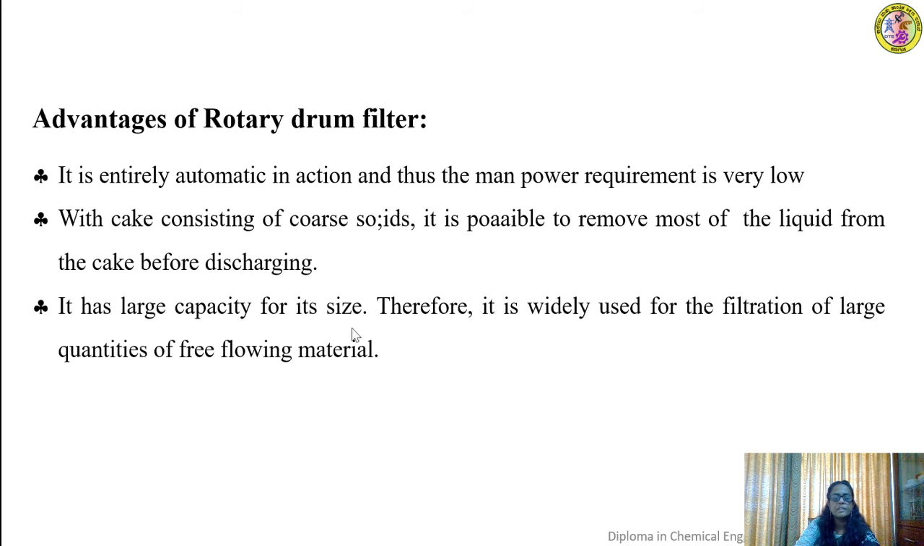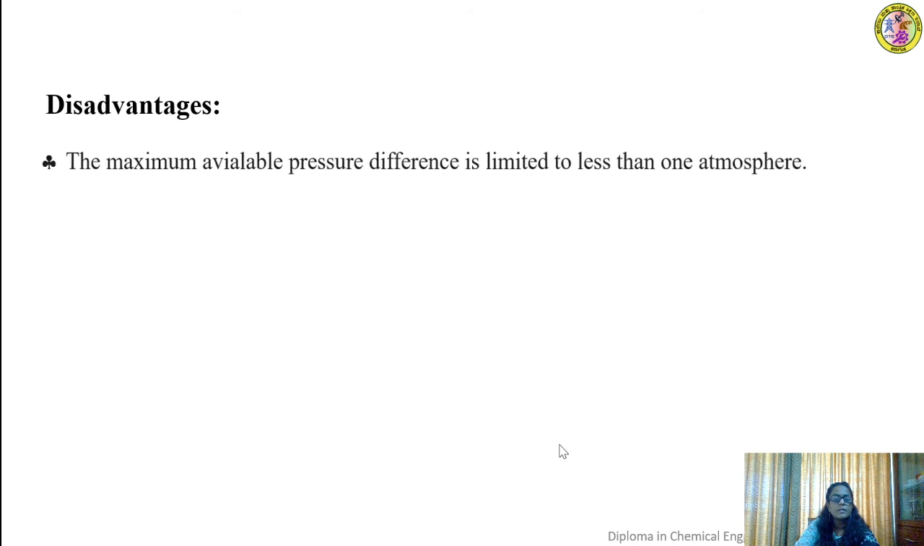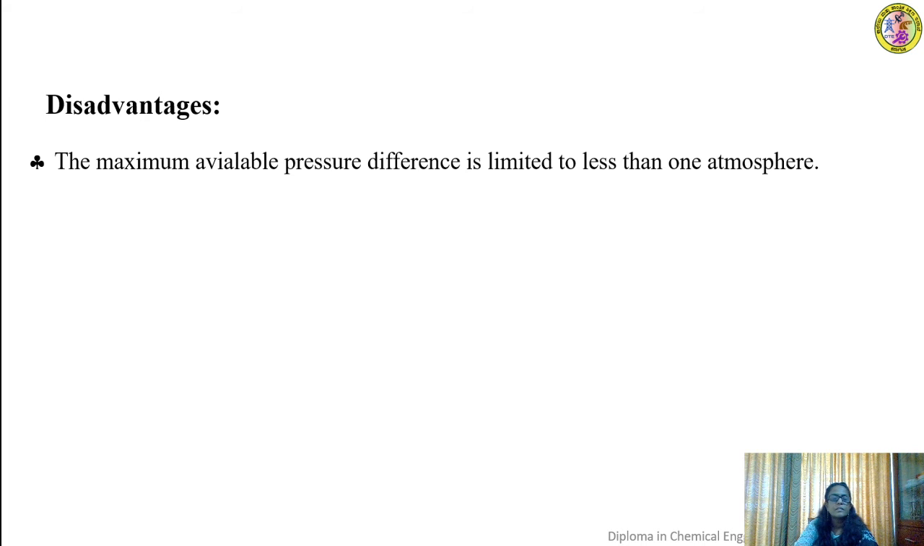It has a large capacity for its size. That means for a low space requirement, it can provide you a large quantity of filtration. It is widely used for the filtration of large quantities of free flowing material. By changing the speed, it's possible to build up cake of varying thickness. With fine solids, the thickness of the cake is small. So that is how we can decide the thickness of the cake depending upon which type of solid is to be removed here.